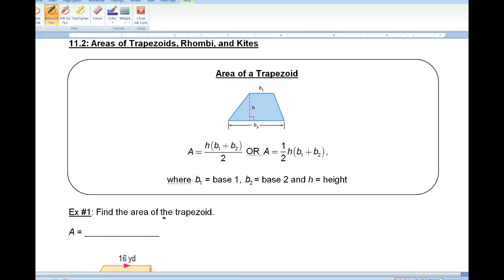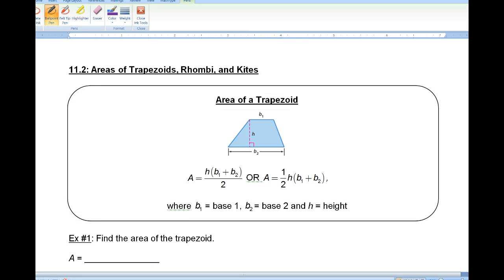Okay, so we're going to move on to areas of trapezoids, rhombi, and kites. We'll start with trapezoid because that one you've probably done before. So a trapezoid has 2 bases. We just have base 1, base 2. It really doesn't matter which one you label as base 1 and base 2. What do we know about the bases of the trapezoid, though? They have to be parallel to each other. So we just have to make sure that these 2 sides are parallel.